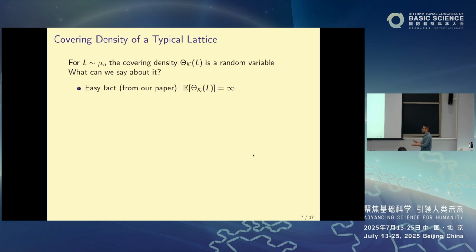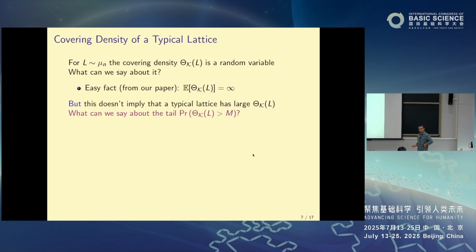So now we have a distribution. We draw a random lattice from this distribution. And the covering density, theta(K, L), is a random variable. Right, so what is the first question you ask about a random variable? What is its expectation? Now, the answer is very disappointing. We show in the paper that the expectation is infinity, right? We're hoping that a typical lattice has small covering density, but actually the expectation is very bad. It's infinite. But that's not the end of the story, right? We can have random variables that are very concentrated around small values, but still have infinite expectation.